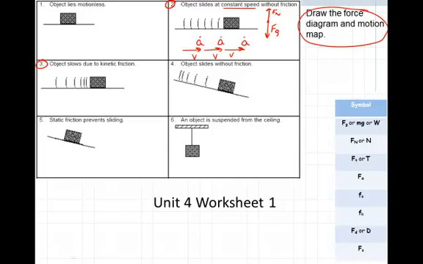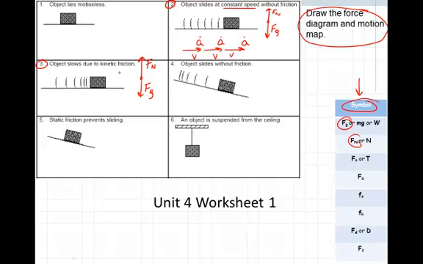So what we want to do when we solve these is look at this list of symbols, and we just want to go down the list. For this particular object, is there a force due to gravity? Yes. As long as we're near some planet, there's going to be some force due to gravity. Is there a normal force? Yes, there's a surface, so there's going to be a normal force. Whenever there is a surface, there's a normal force.